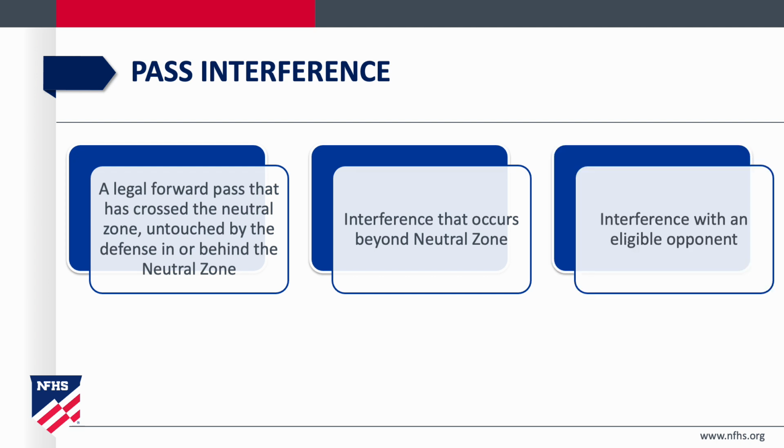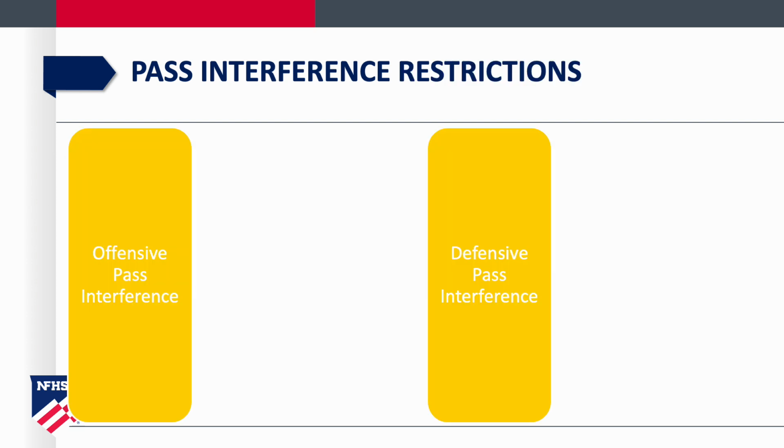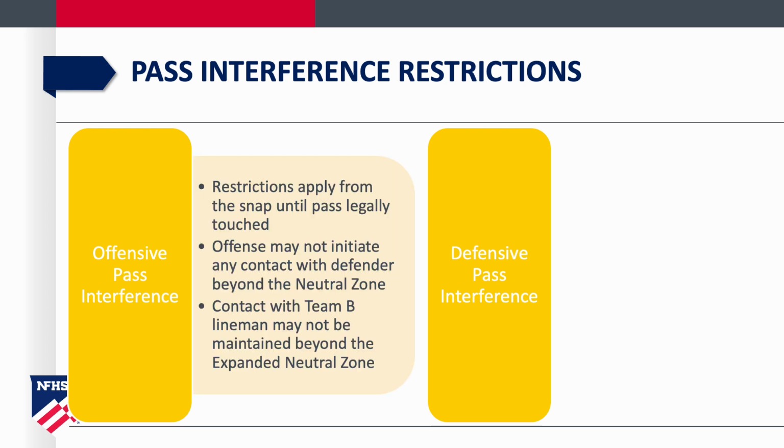Finally, the contact must be with an eligible receiver for it to be pass interference. So, if a tight end who is covered up accidentally runs down the field, he can be contacted legally by the defense if the ball is thrown to him. In this instance, the offense has committed an ineligible player downfield foul, and if he touches the ball, it's illegal touching. The offense and defense have different restrictions when it comes to pass interference.